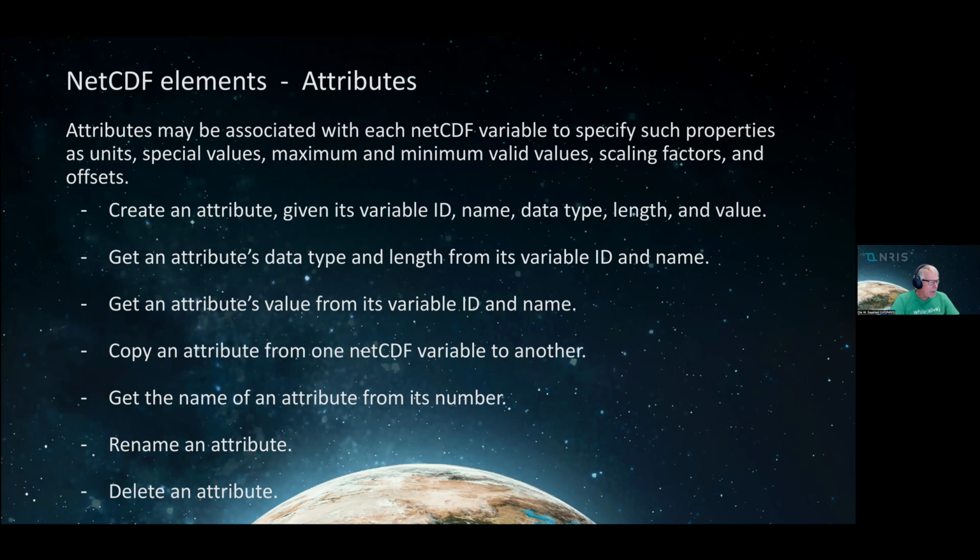Then there are attributes, where we can put attributes like text and so on. We can set properties such as units, like temperature has a unit, special values, maximum and minimum values, scaling factors, and offsets. We can create an attribute given its variable ID, name, data type, length, and value. We can get the attributes from its variable ID, and we can get attribute values from its variable ID. In principle, you can get most of what you actually need to know. We can copy attributes. We can do a lot of things. We can rename, we can delete.